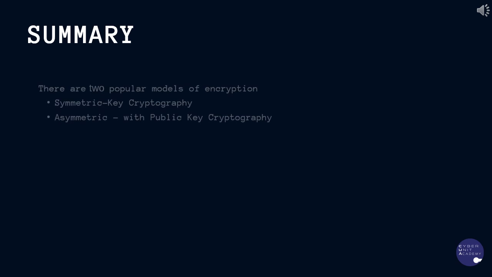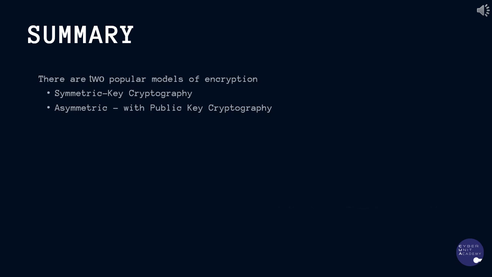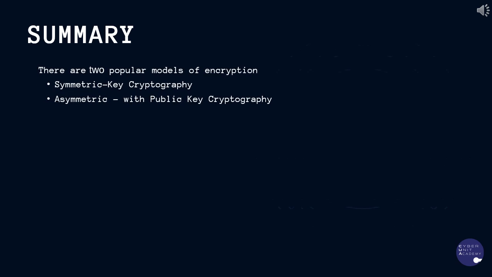In conclusion, there are two models of encryption popular in the world. First is symmetric key cryptography. Second, asymmetric key cryptography. Each has different advantages and disadvantages, but all are used up to this day. There is also a third model known as hybrid, which is a combination of these two.